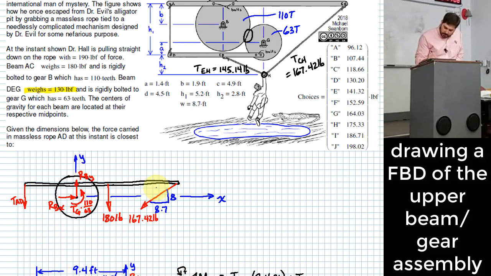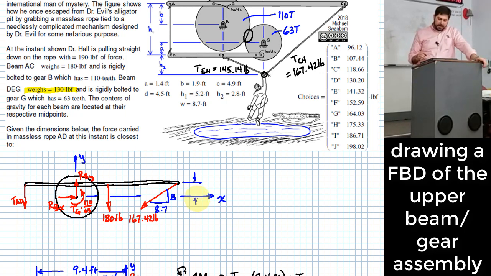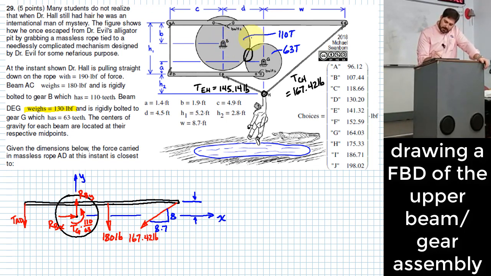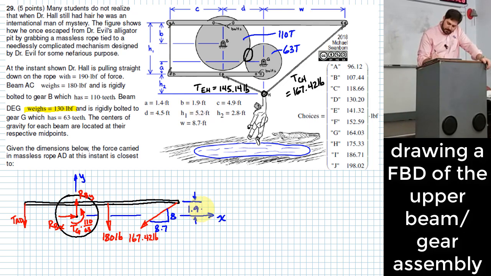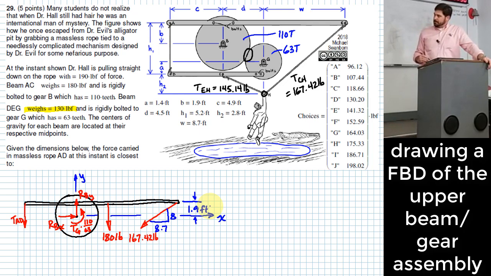Distances. Just like the last one, we cared about that vertical distance. I may as well put that one on here now, right? From the pin up to where all of these forces are applied. What is that length? Okay. That's that B value right there, 1.9 feet. All right, what else?